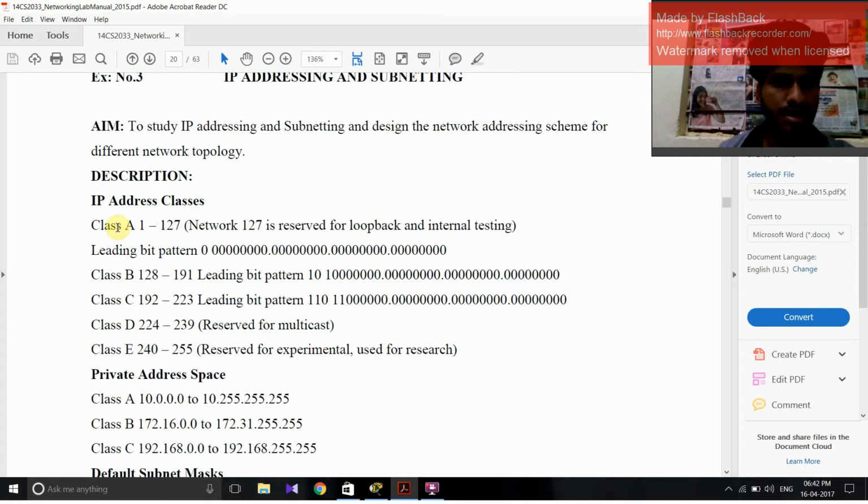From here, Class A has a network range of 1 to 127, and the bits will be 8 bits for each octet, which is separated by each of the 4 points, and each byte has 8 bits in it. So Class B is from 128 to 191, Class C is 192 to 223, and Class D is 224 to 239, and 240 to 255.